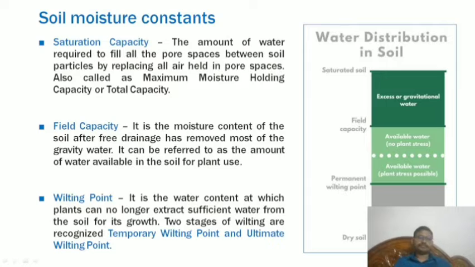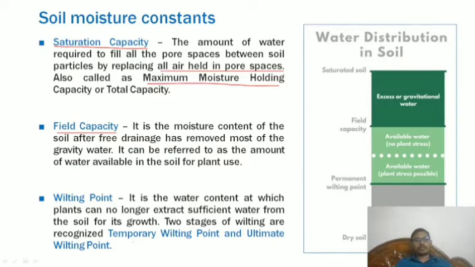Now next, soil moisture constants. Saturation capacity: the amount of water required to fill all the pore spaces between soil particles by replacing all air held in the pore spaces, also called maximum moisture holding. Here we can see the water distribution, like saturation capacity. Field capacity, as I discussed previously, is the moisture content of the soil after free drainage has removed most of the gravity water. It can be referred to as the amount of water available in the soil for plant use.